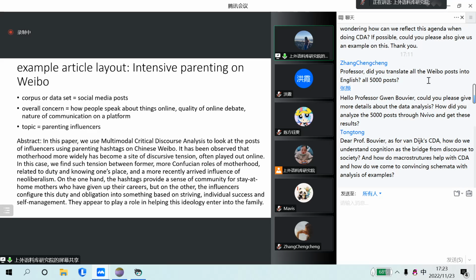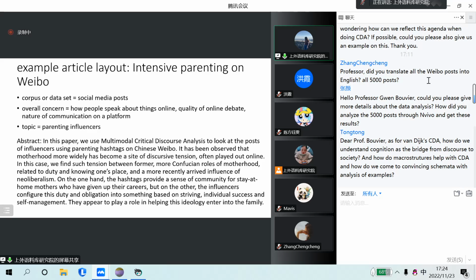Multimodal means that you will actually not just look at language use, but also consider visual language use. After all, visual communication takes place in every image that we see, but we are so fast in decoding and reading them that we don't even see the way we're being addressed, if you will, but it is addressing us. So multimodality brings it in. You can also look at memes. You can also look at videos and pictures, which everyone and their auntie is posting. So we use MCDA to look at the posts of influencers using parenting hashtags on Chinese Weibo.